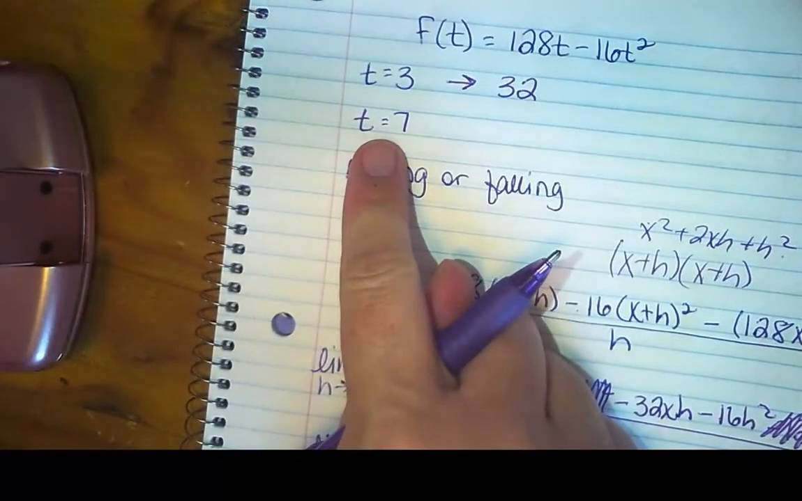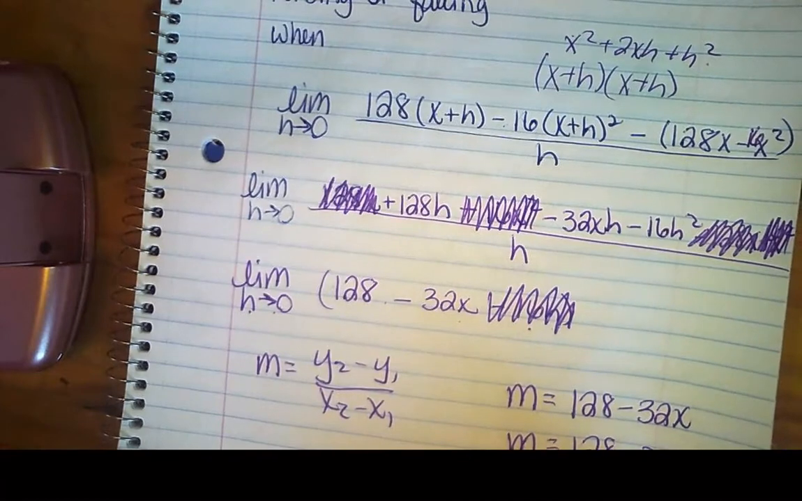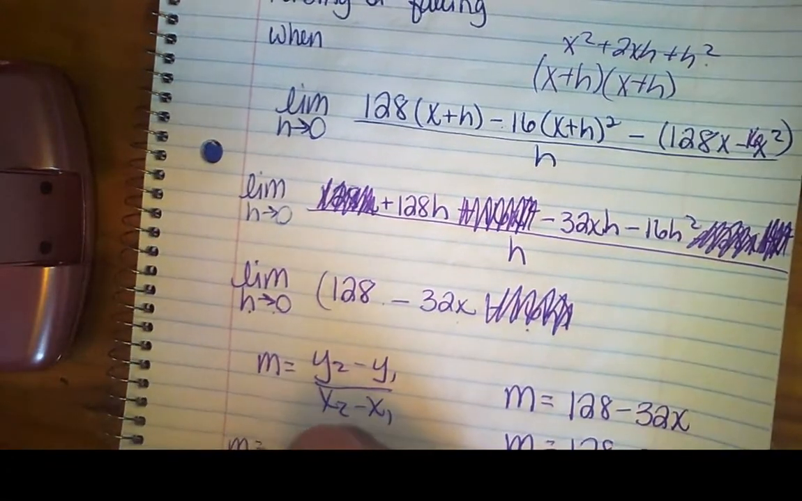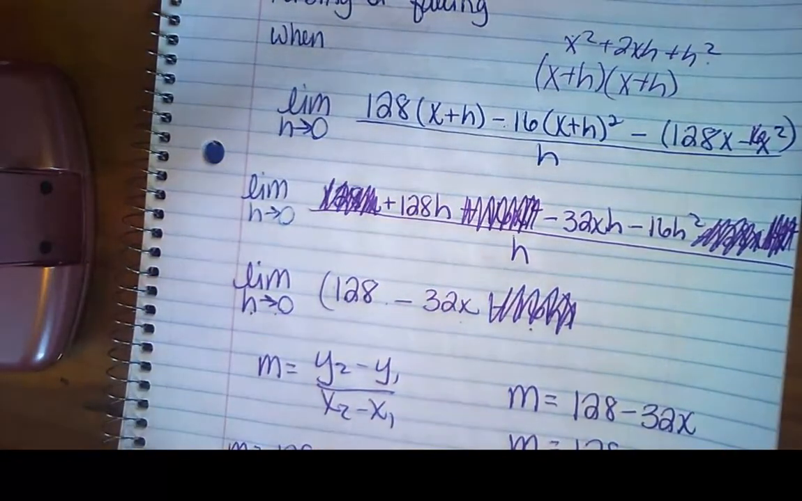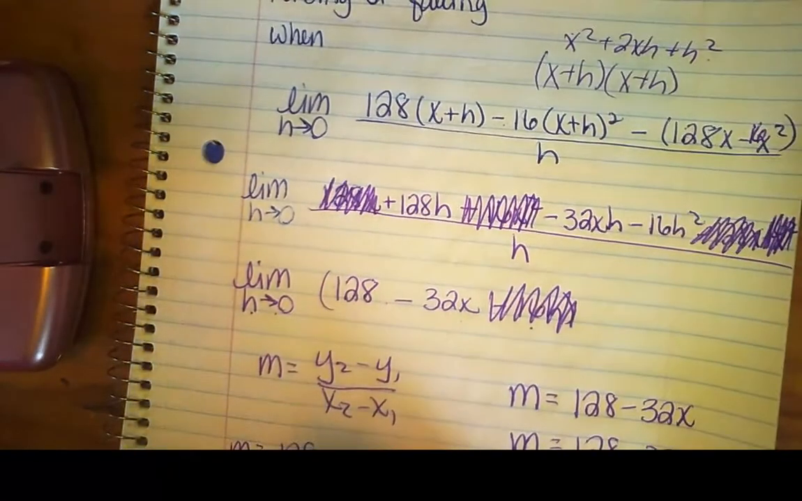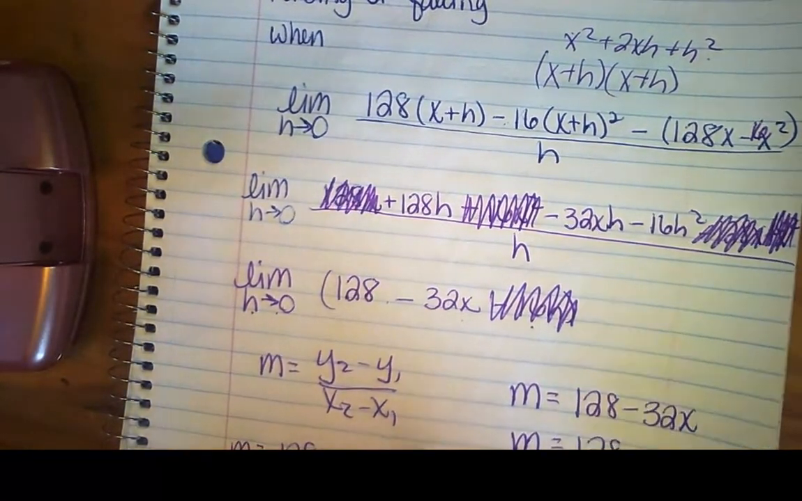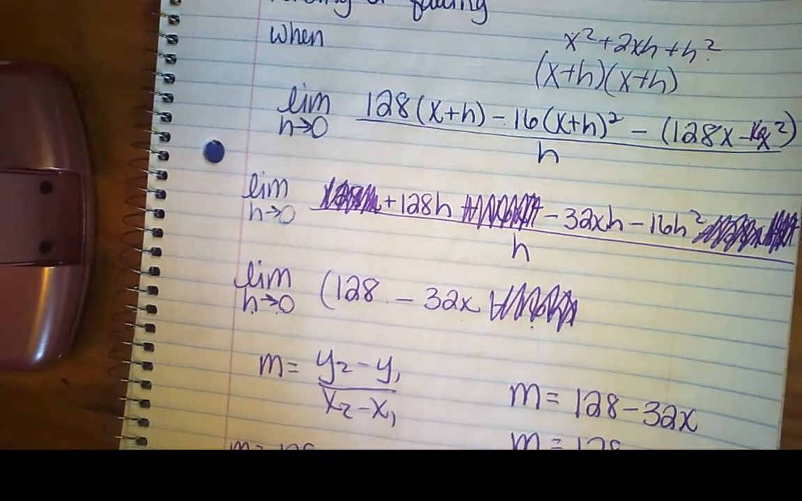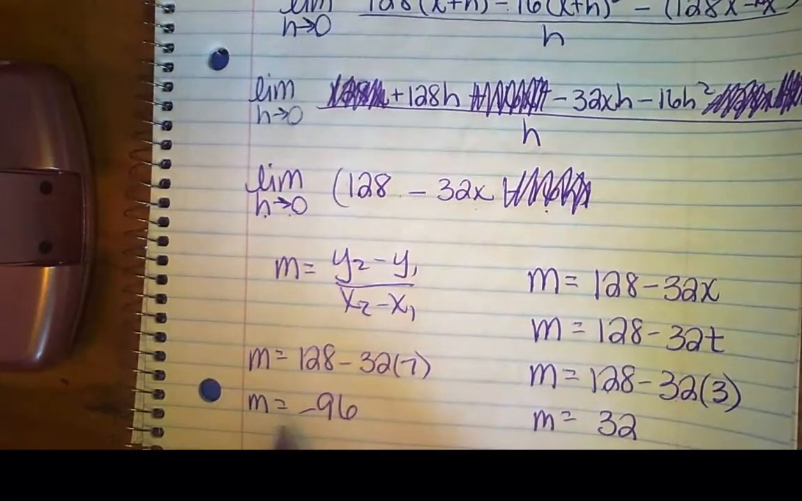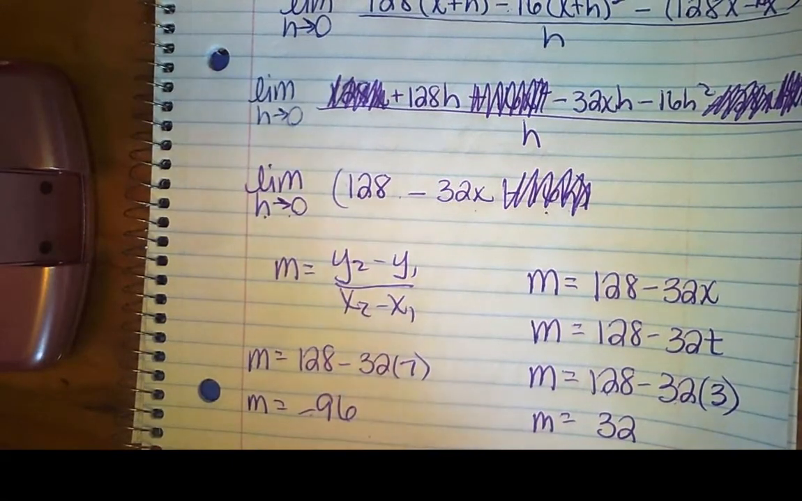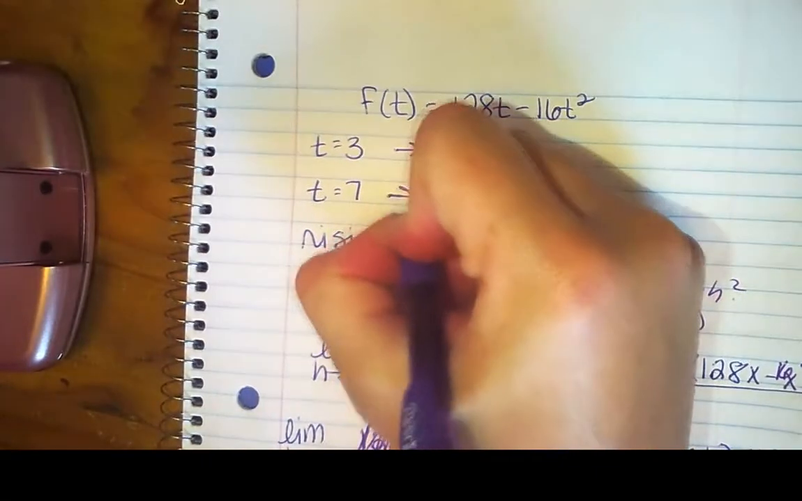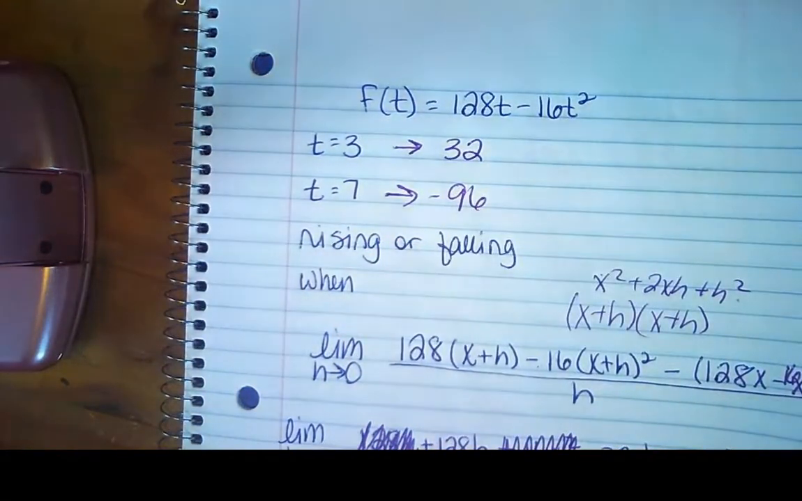Well, what happens if my time is 7 seconds? So I'm going to shove a 7 in. I get 128 minus 32 times 7. So what do I get there? 128 minus 32 times 7 gives me a negative 96. So what does the negative mean? That means that the velocity of my ball is now going down. So that means it's decreasing. Okay, it's decreasing. So I have negative 96 here.